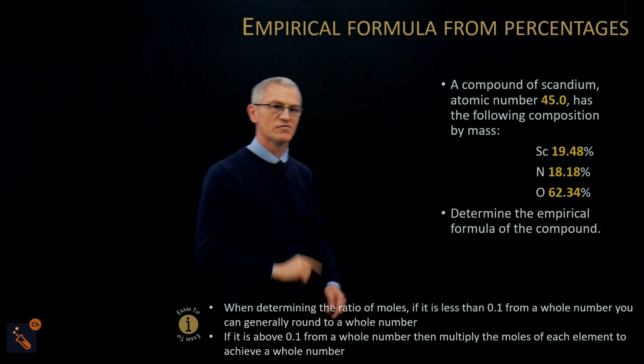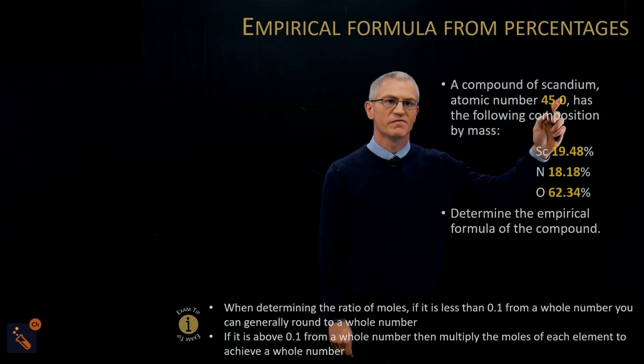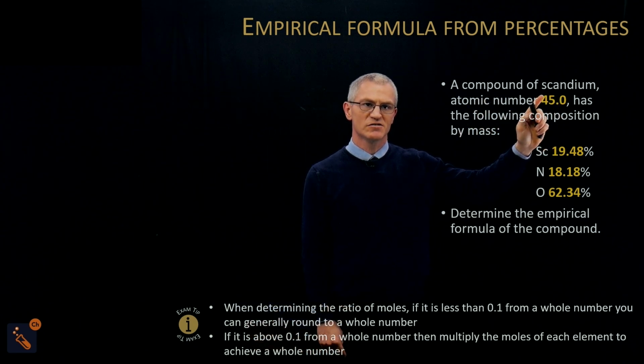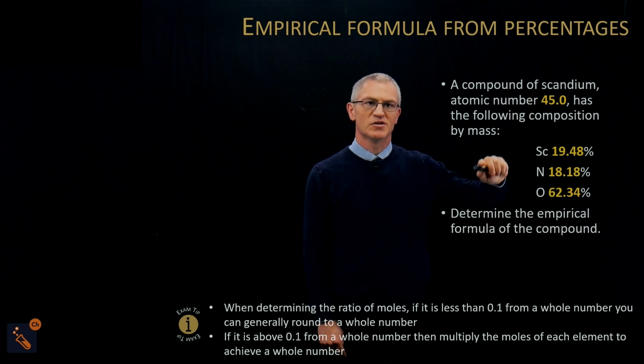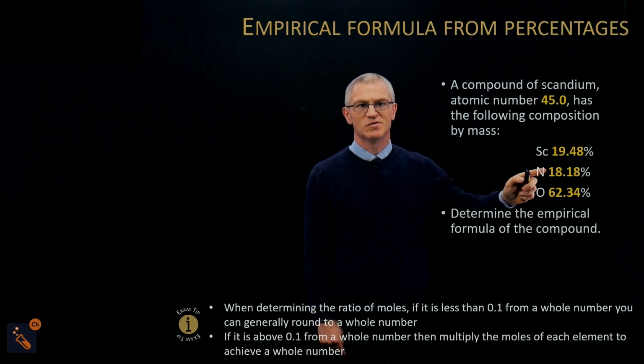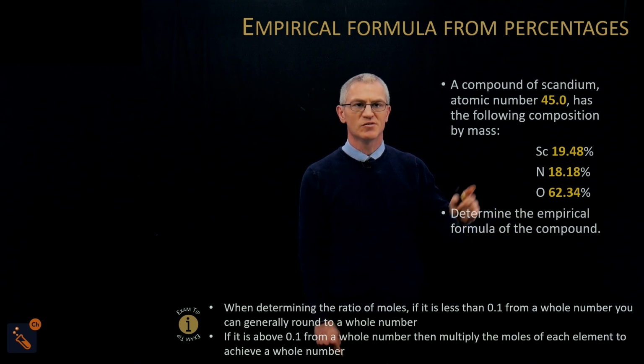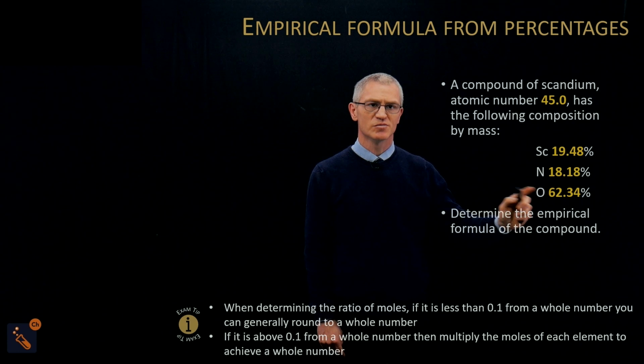Now, as we push that to the right, we highlight again our atomic number that's given in the questions. They've been very kind to give the atomic number of that. This means you'll be expected to find the nitrogen and the oxygen on your periodic table. And we've highlighted all the percentages that we need.